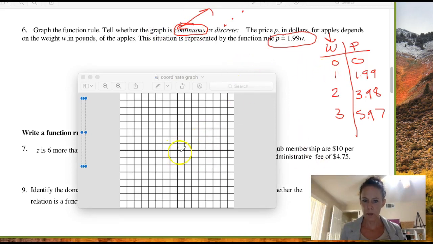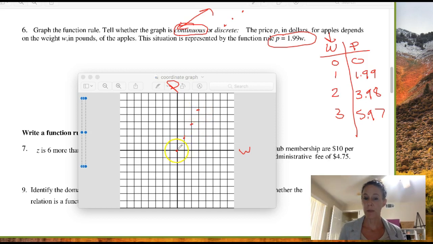All right, so here is 0, 0 on my graph. This will be my weight, and this will be my price. So weight on the X, price on the Y. So 0, if it's 0 weight, I pay nothing. At 1, I'm going to pay $1.99, so almost up here to 2, right below it. At 2, I'm going to pay almost to 4, $3.98. So 2, $3.98. I'm going to go over 2, up to 1, 2, 3, almost to 4, a little below. And then at 3, I'm going to go almost to 6, $5.97. So at 3, I'm going to go almost up here to 6, a little below.